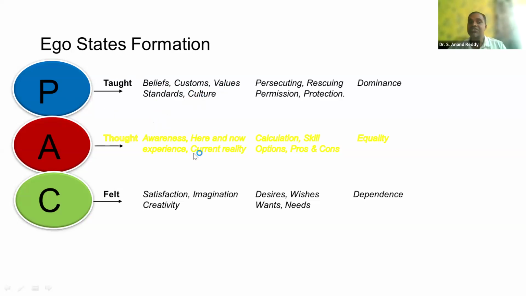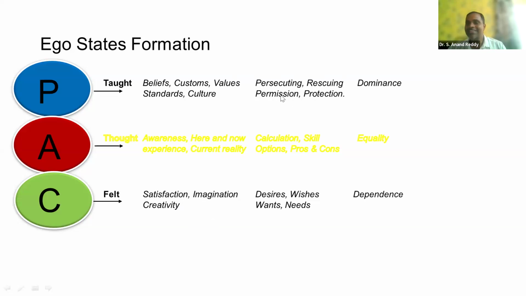Child: awareness, here and now experience, current reality. They don't think about experience, future or past. Here and now, what is happening? Child is satisfaction, imagination and creativity. Everything is new for them, because a philosopher says the child's mind is like an empty blank sheet. The term used is tabula rasa. Whatever you scribble gets imprinted on the white sheet. That's how the child starts forming. Next one is persecuting, rescuing, permission, protection. How many of you have seen your bosses also behaving like this?